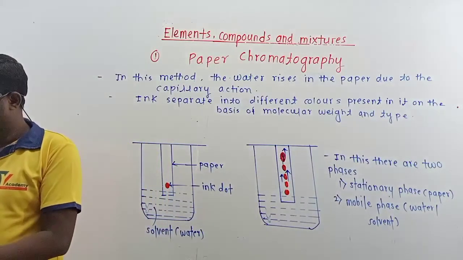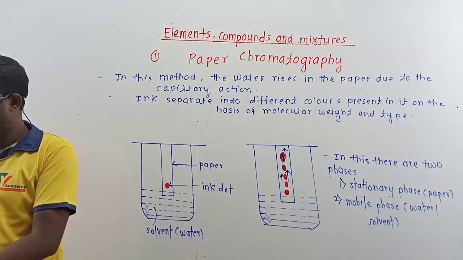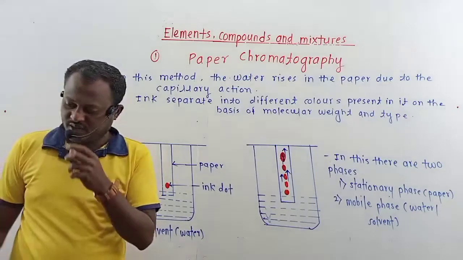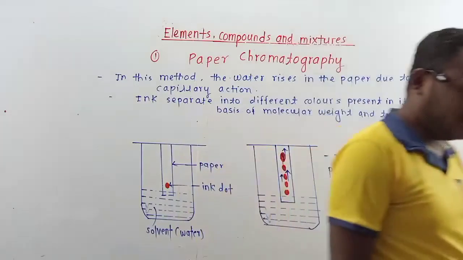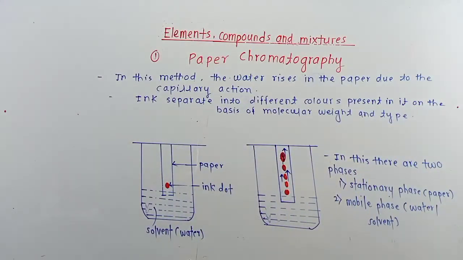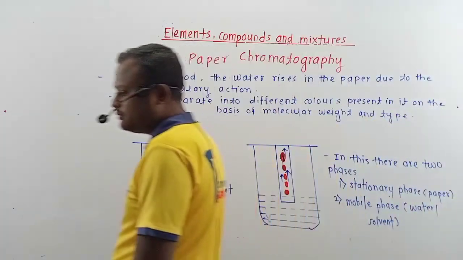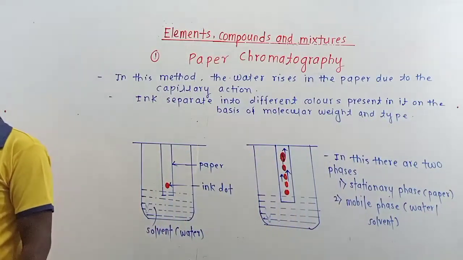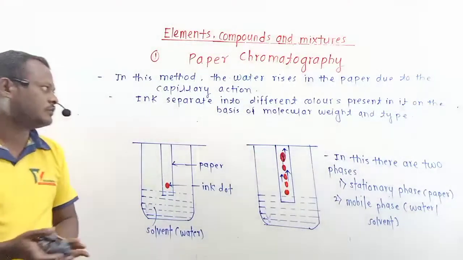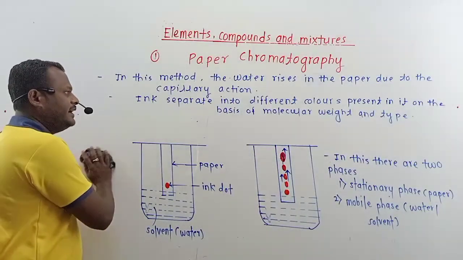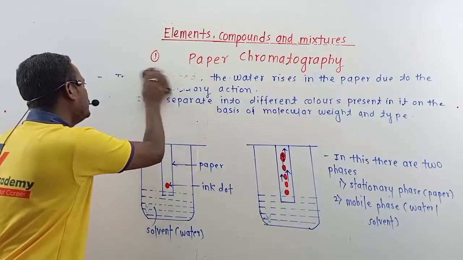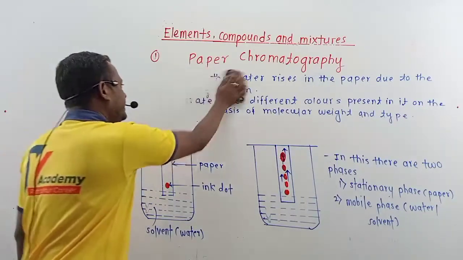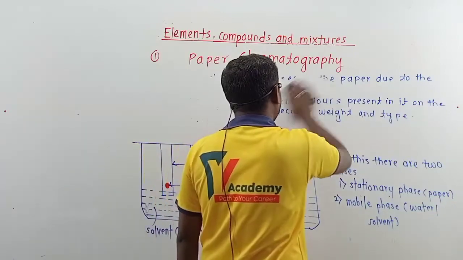Okay, understand? Remember this is very important. That is paper chromatography. Write down. And the second method is column chromatography. This is not in your syllabus.